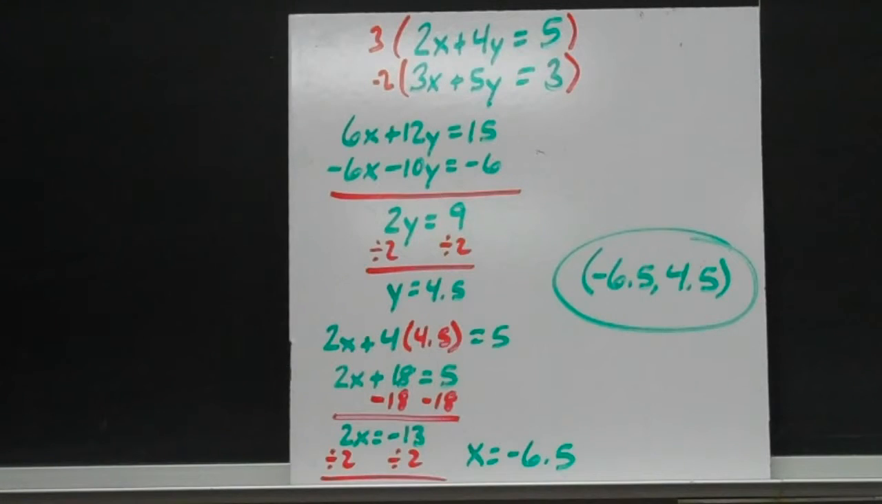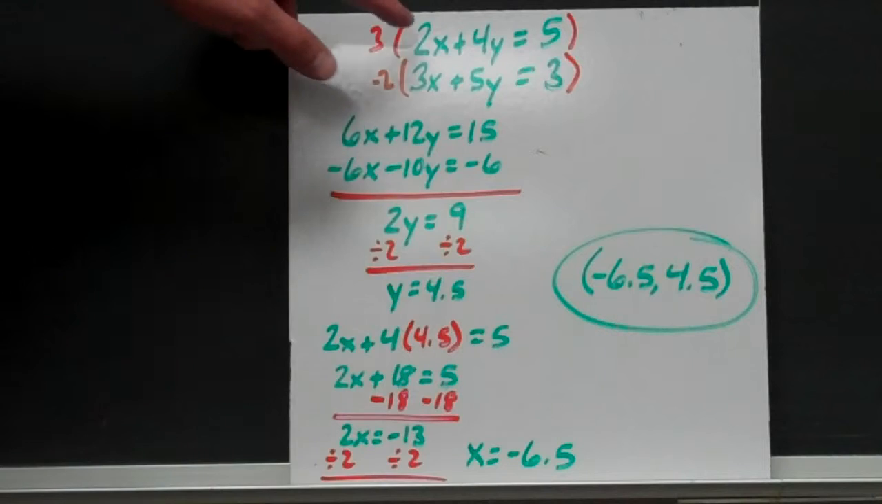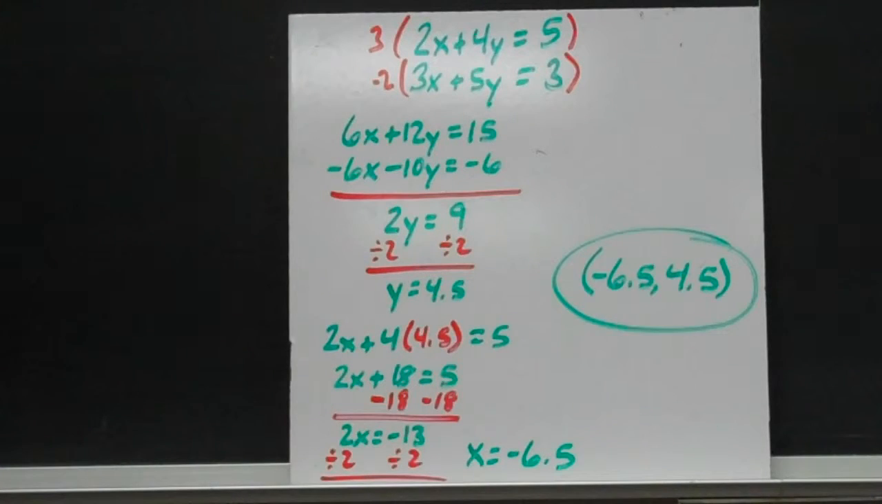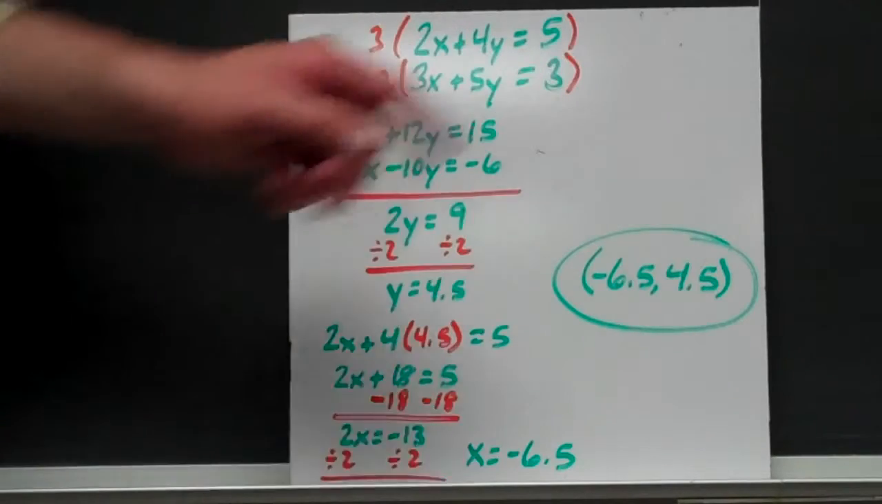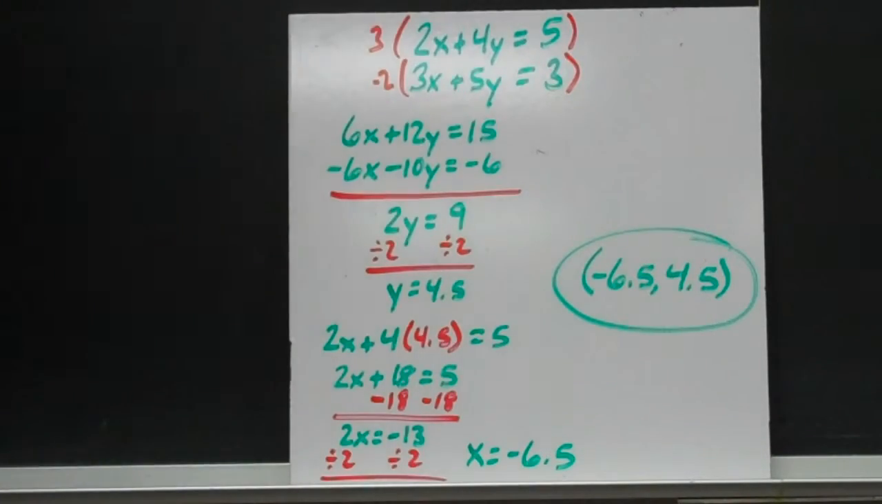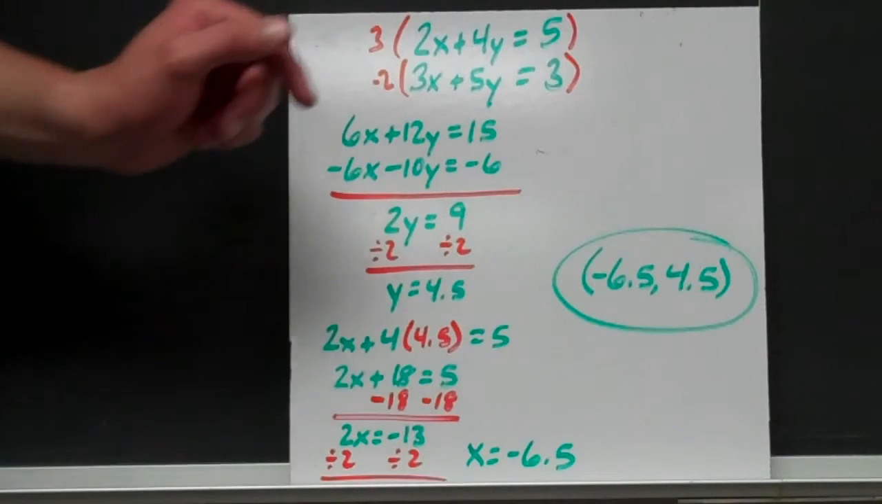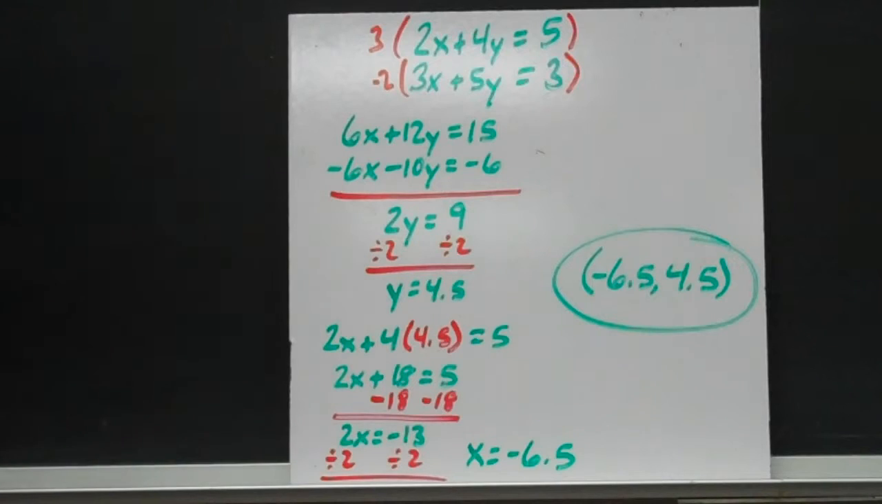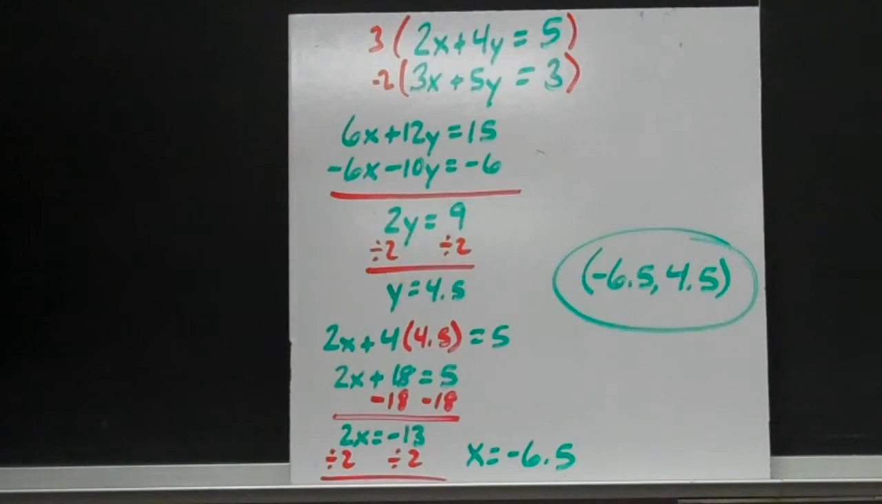And here we have another example, possibly even more difficult. We start out with 2x plus 4y equals 5, and 3x plus 5y equals 3. Notice the coefficients are not the same on the x's or the y's, and we can't multiply 2 times a whole number to get 3, or 4 times a whole number to get 5. So we're going to have to multiply both equations.